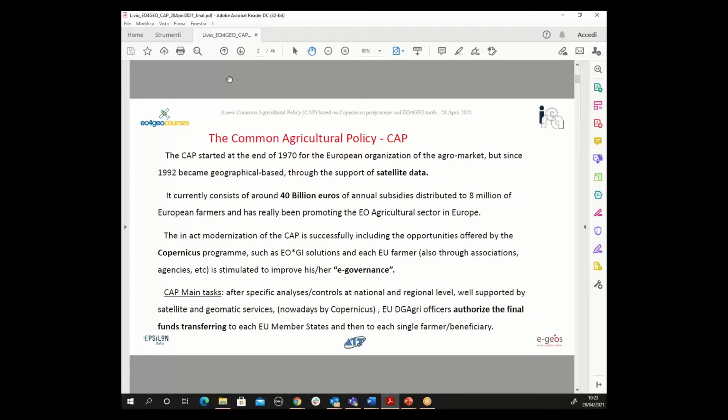More or less, the CAP main tasks are the analysis and control of the farmers' declaration requests for subsidy. The remote sensing data, the geomatics, allow the control and then permit the European community to pay each farmer for this contribution. As an example, Italy receives every year less than 7 billion euro for its farmers, Germany and France less than 9 billion euro each year, and Spain 8. So it's important funding for our citizens. Next, please.